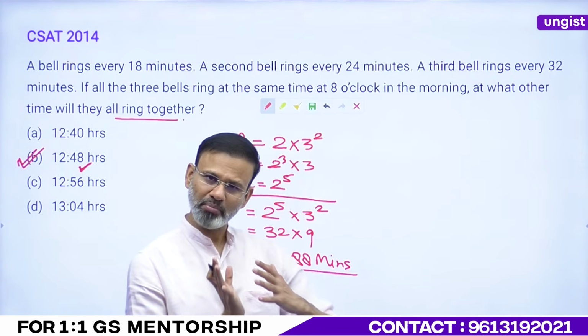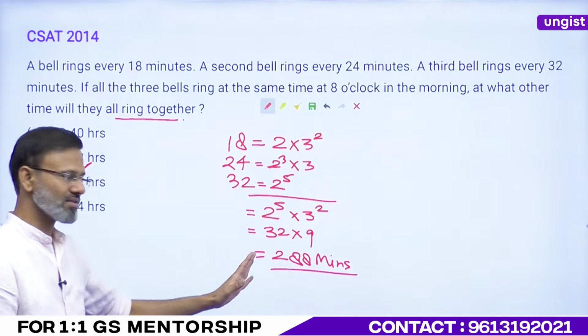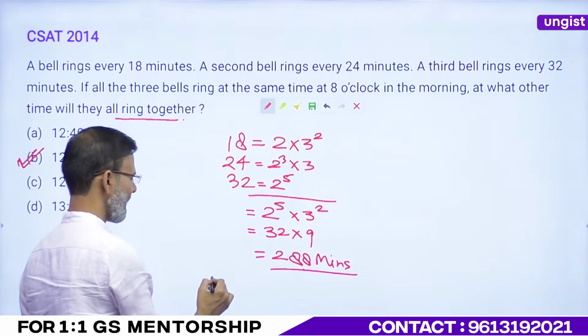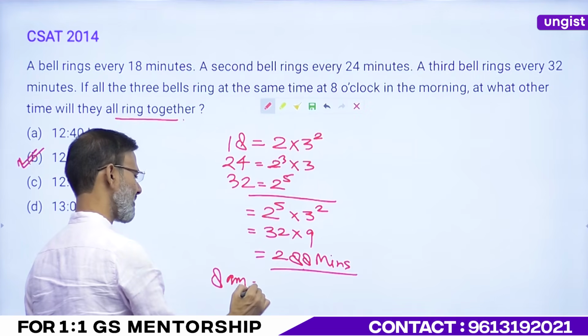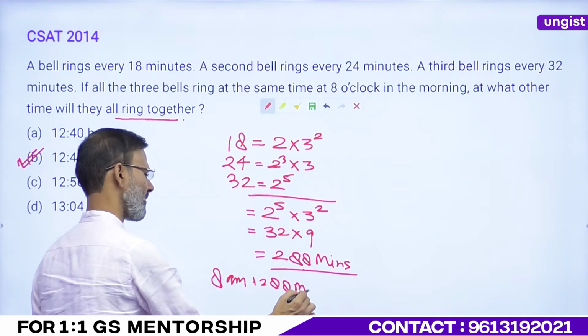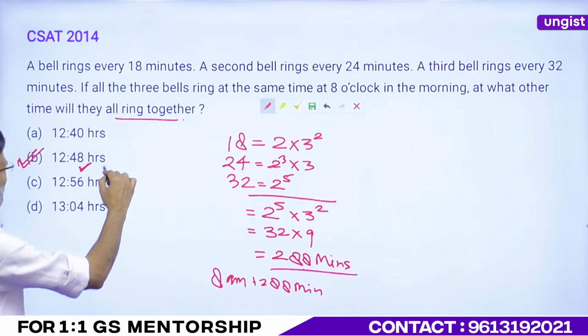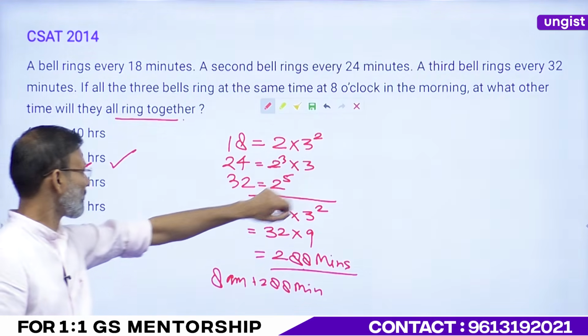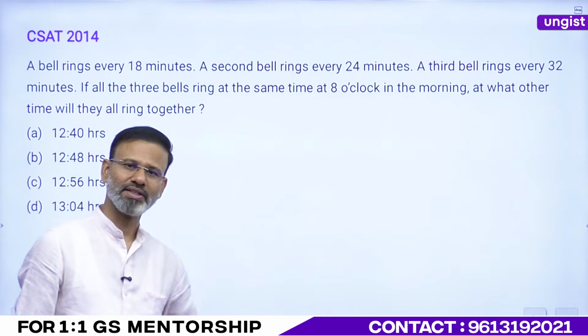If I have to solve it completely, then I'll be solving the complete answer. But in the examination, I'll do this, I'll check this, and I need to add it to 8 a.m. So 8 a.m. plus 288 minutes. So look at the options, then I'll mark this. That's it, right? Okay, let's move to the next question.